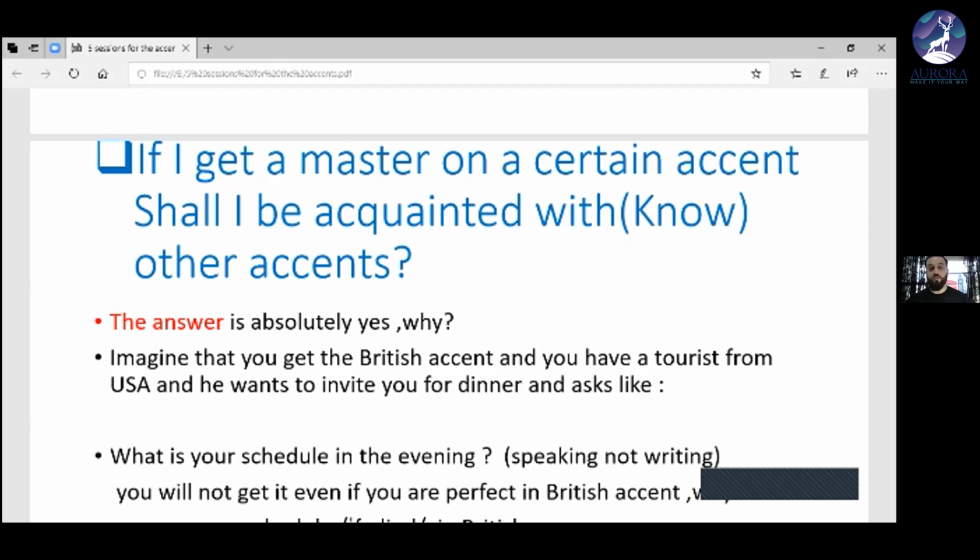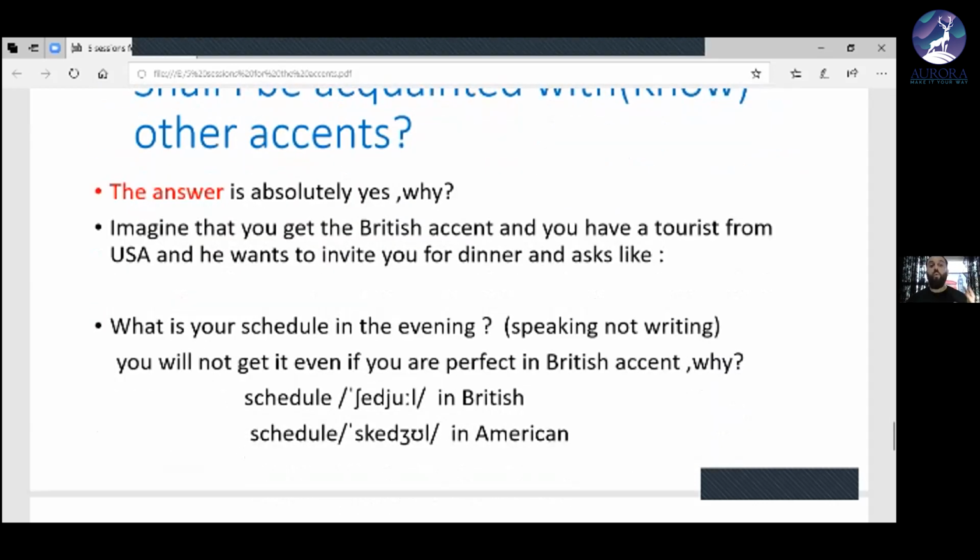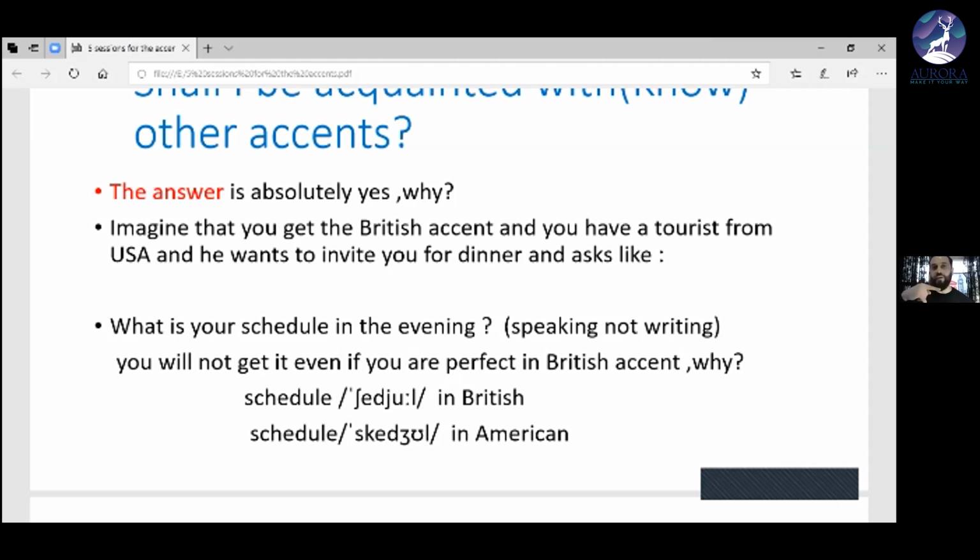Look at these 2 examples here. What is your schedule in the evening? This word, schedule. What is your schedule, or what is in your schedule in the evening? I'm talking here about speaking, okay? I'm not talking about writing. You know, we don't have a difference there. The same word, but I'm talking about speaking.